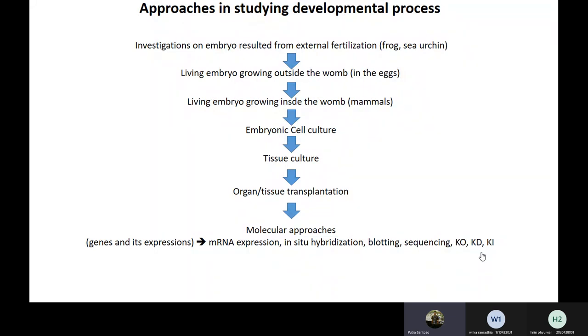But that's only limited to understanding the developmental process outside the womb, outside the uterus. So researchers also try to develop techniques for investigating how the embryo grows inside the uterus, as commonly found in mammals. They use techniques like ultrasonography and many kinds of imaging devices to understand the developmental stages of the mammal's embryo. But it's just morphological investigation, and therefore it gives understanding about the stages, about the process.